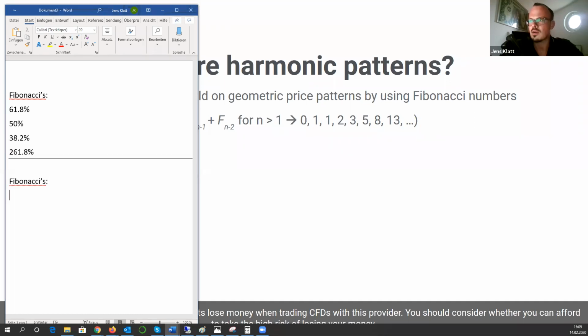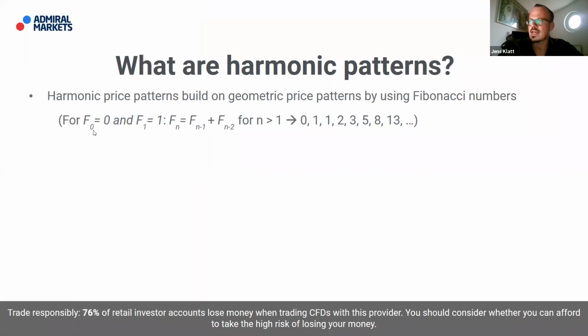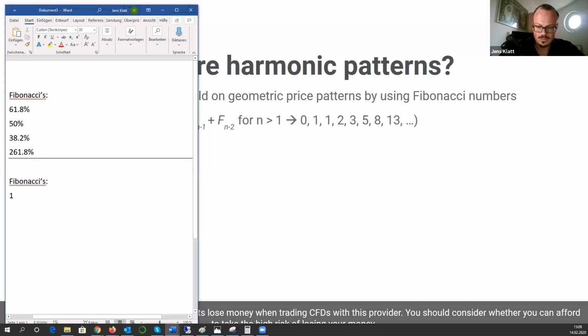So Fibonacci numbers, they are calculated. You can see this here. You set F0, the first number, to 0, and the second number, F1, to 1, and then for every n bigger than 1, you can calculate the Fibonacci number. That means you take 1 and add 0 to it, and you get 1. This is the next number. So here you have 0, 1, and the next number is 1.